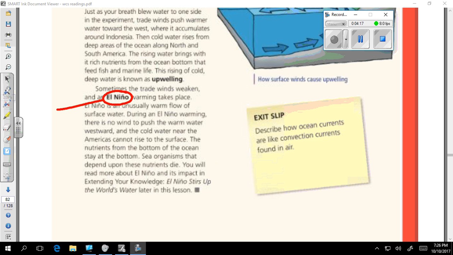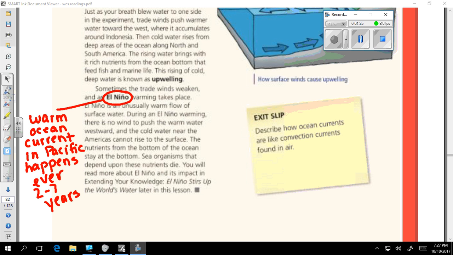So you need to circle the word El Niño, and that's one of our vocabulary words, and write the definition to the side. And you need to write to the side that this is a warm ocean current that happens in the Pacific Ocean every 2 to 7 years, meaning that this warm ocean current does not happen every single year.